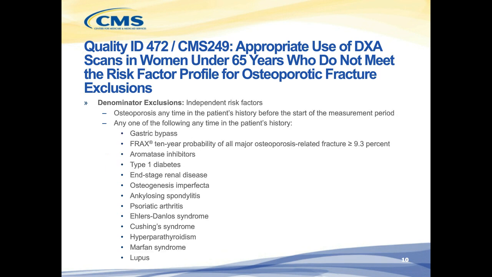And here's the list of independent risk factors. As you'll note, one of these exclusions is a FRAX score. Therefore, if clinicians are using the FRAX, they can exclude patients whose risk for major osteoporotic fracture is above the threshold. There are also procedures, medications, and conditions on this list that increase a patient's risk for osteoporotic fracture. Again, I won't read the list out loud, but please take a second to review.